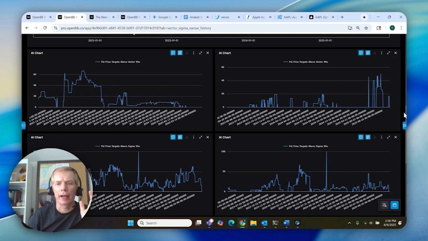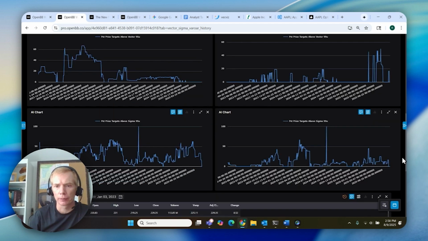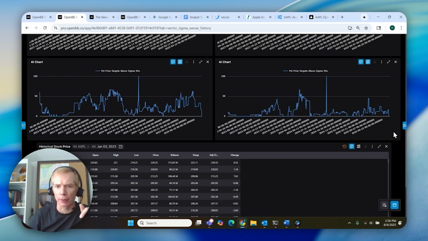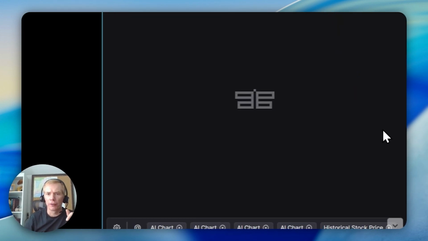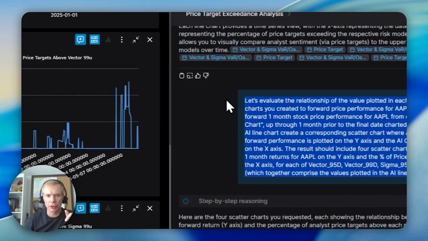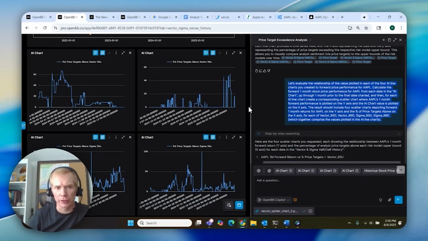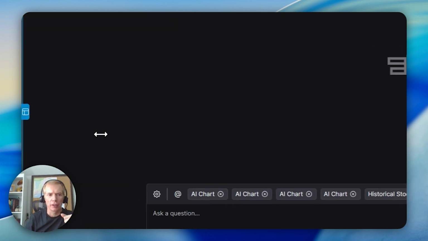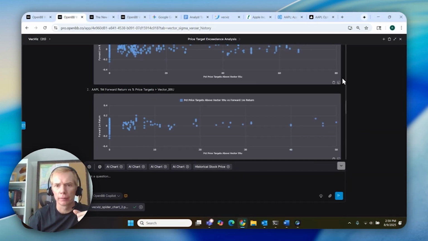So the next issue is, how do these frequencies of exceeding the price probability level compare to forward price performance? What we did was we imported OpenBB's historic stock price widget, and we set it to Apple, and we made sure it covered the dates we have in these charts. We made it part of the context along with these widgets for the Copilot, and we asked the Copilot to help us evaluate the relationship between forward 1-month price performance and the values in these charts, and to create 4 scatter charts to do so. And it did. We can't export those as widgets, but we can look at them here.